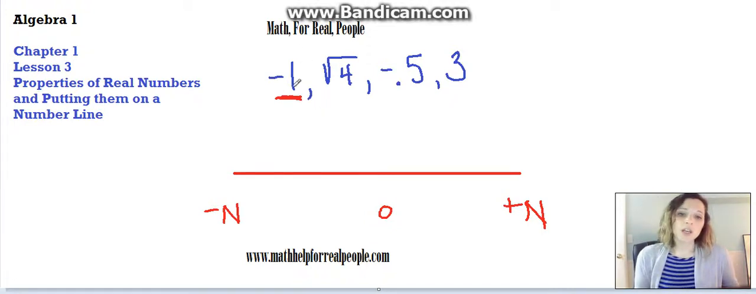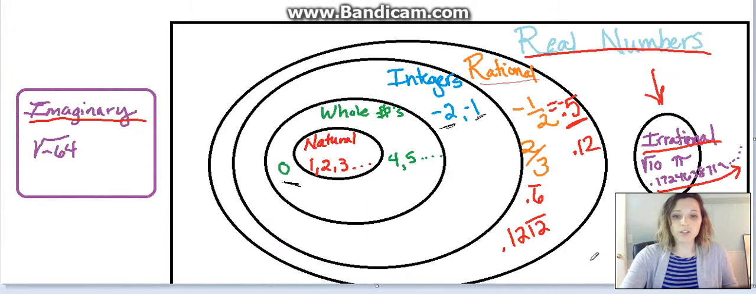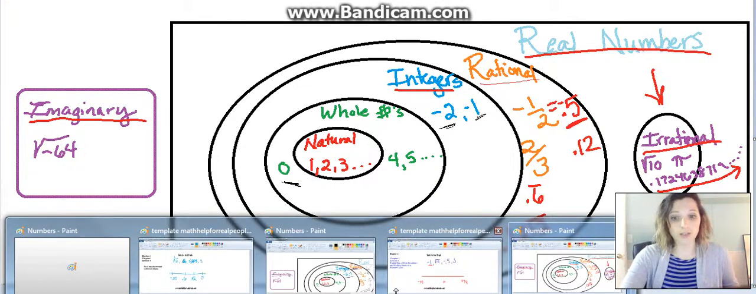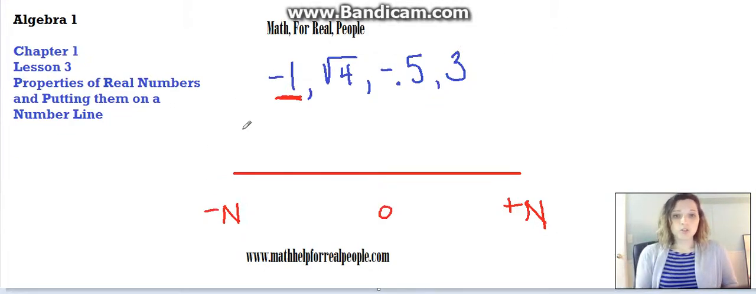-1, if we look at our circle with all of our definitions here, -1 cannot be natural. It's not a whole number. It would fit into an integer. So it's an integer, which means it's rational and a real number. So you can say all of them, or you can say the one that it is first, depending, of course, on what you are assigned to do. So that was an integer.